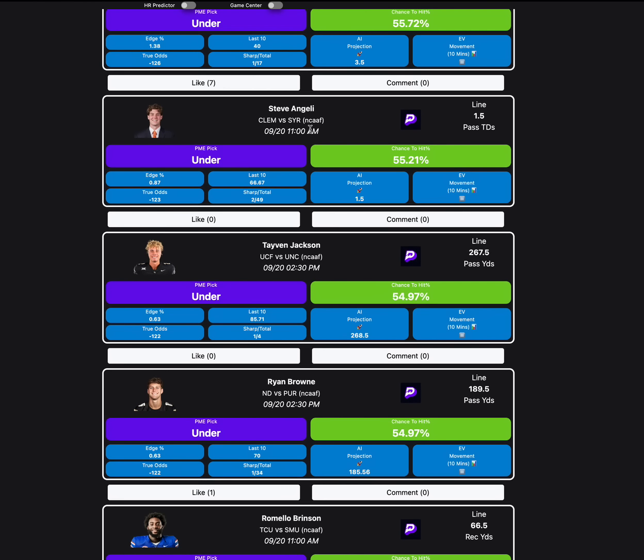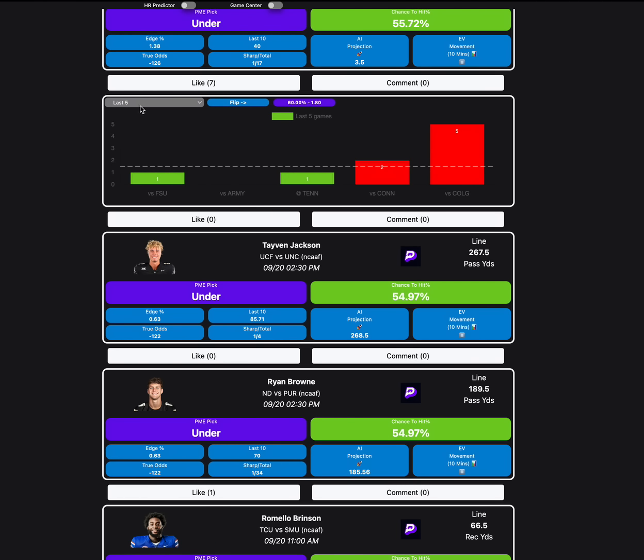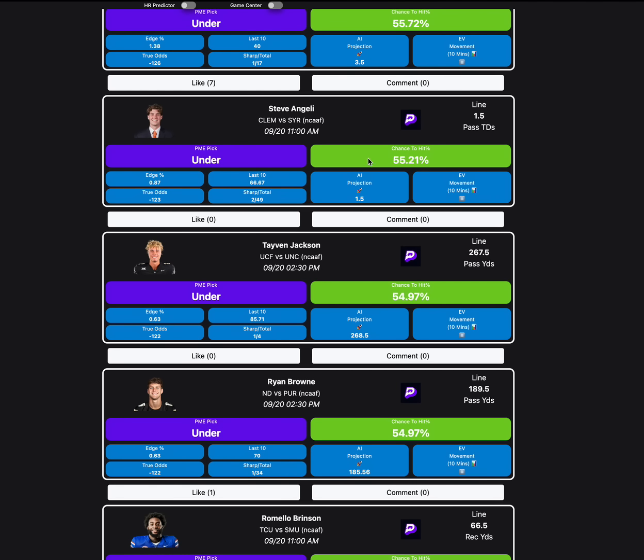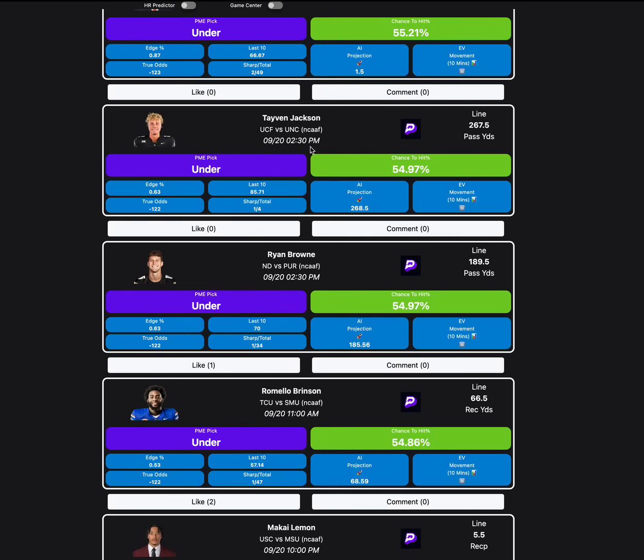All right? Steve Angeli, under 1.5 passing touchdowns at a 0.87 edge percent, positive 0.87. True odds of minus 123, 2 sharp books. So we like to see that 2 as the baseline. That's a really good spot. All right, Steve Angeli, under 1.5 passing touchdowns. We look over the last 5. He's hit the under in 60%. We look over the season. He's hit the under in 66.6%. So Steve, under 1.5 passing touchdowns, a good spot there.